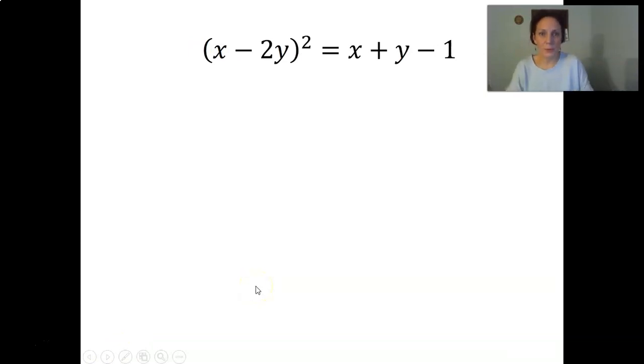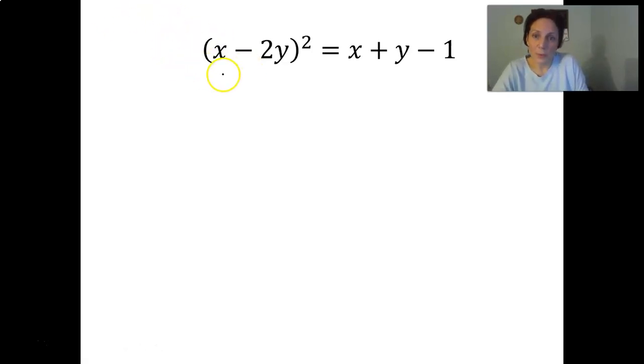Another example. So if we take a look at this one, again, we have x's and y's jumbled. You might be able to get at y if you worked really hard, but why bother when I could just use implicit differentiation? Remember, it's never wrong to use implicit. It might be extra, but it's not wrong.